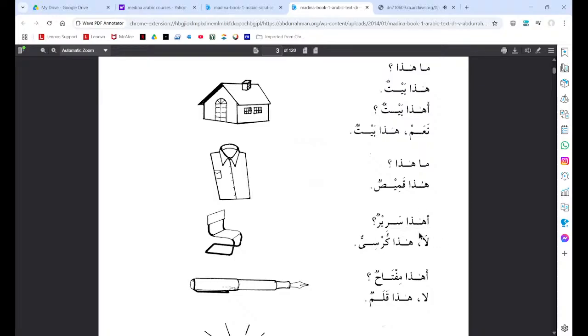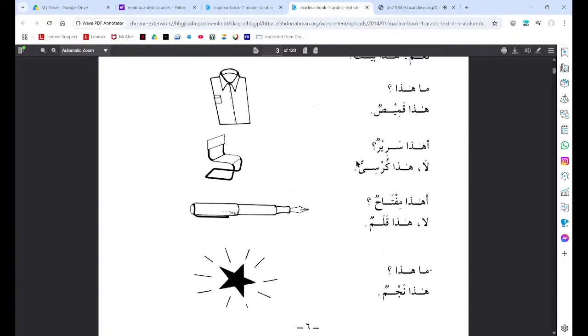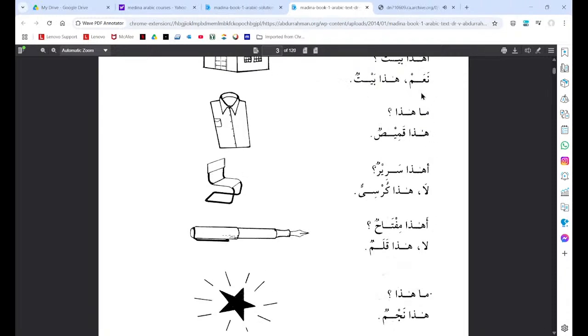Here they give us hamzatul istifham again. أهذا سرير. Remember what sarirun was? A bed. Is this a bed? لا. No. Now we learn نعم, yes, and لا, no. لا. هذا كرسي. No, this is a chair. أهذا سرير? Is this a bed? لا. هذا كرسي. No, this is a chair.